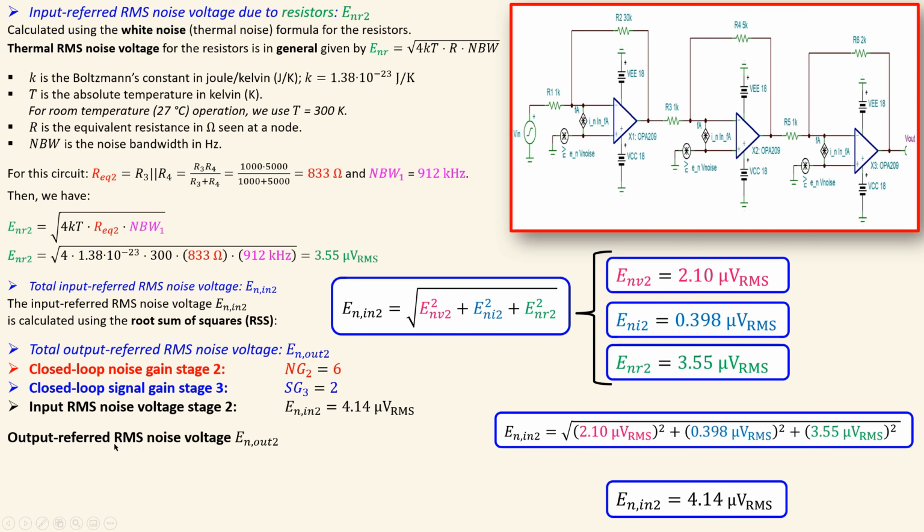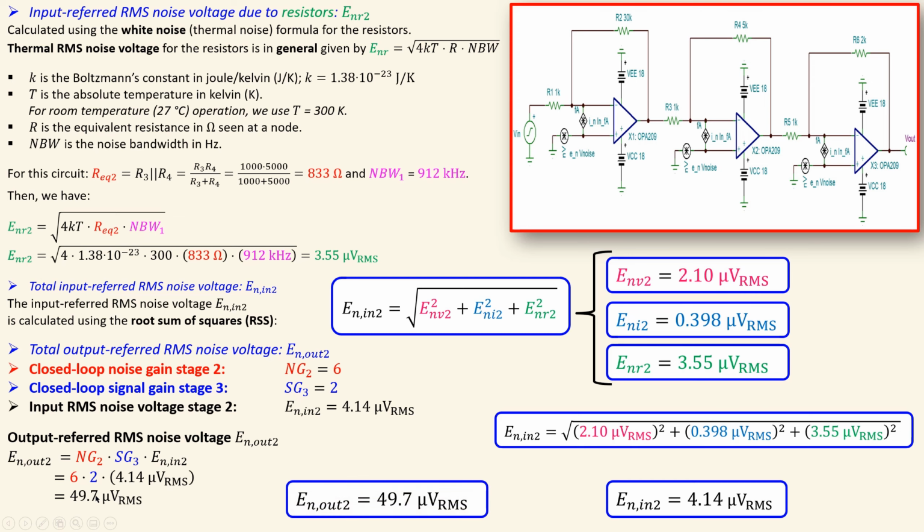Now, the output referred RMS noise voltage just from the second stage at the output will be calculated using this formula: noise gain of the second stage times the signal gain of the third stage times the input referred RMS noise voltage of the second stage. Now, if you do the math, you will get here 49.7 microvolts RMS. So that is the second contribution. So we have now done the first and the second stage contributions at the output of this total circuit. The last part will be then due to that third stage.